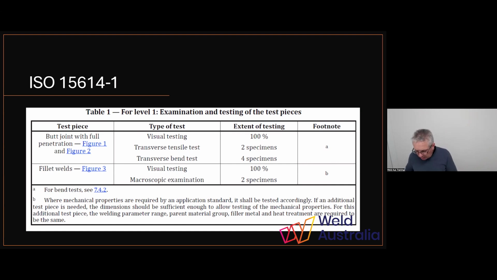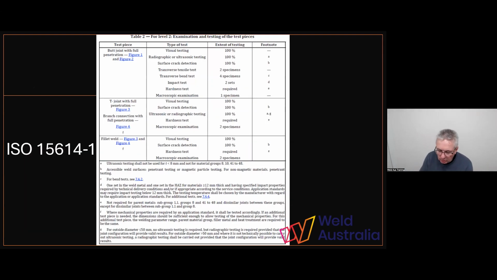we've got a little bit more to look at here. So let's have a look at level 2. It says there, butt joint with full penetration. This is what's required. We look at visual testing, 100%. Now we could have radiographic or ultrasonic, whichever we've chosen to use, but that must be 100%. Surface crack detection, 100%. So we could look at dye penetrant or mag particle for that. Then we'll have to do 2 transverse tensile tests, 4 bend tests, 2 impact tests. Hardness may be required, macro, 1 specimen.